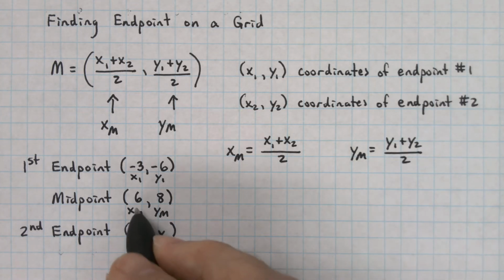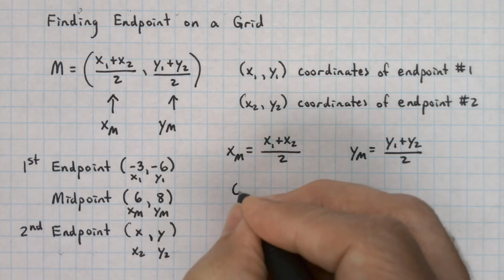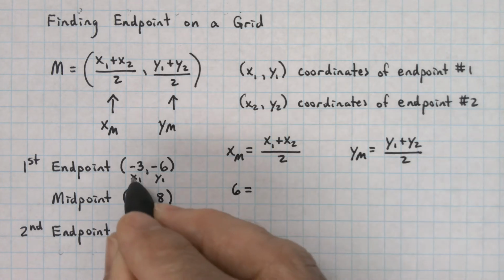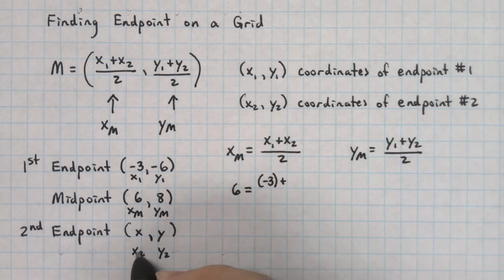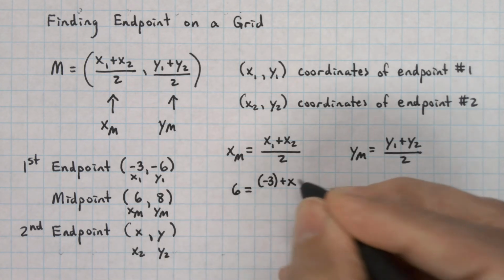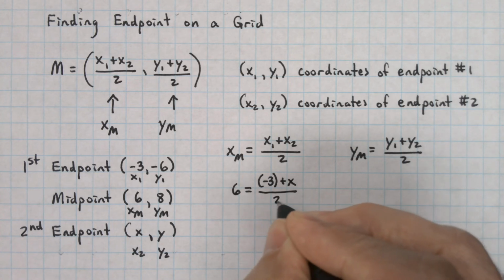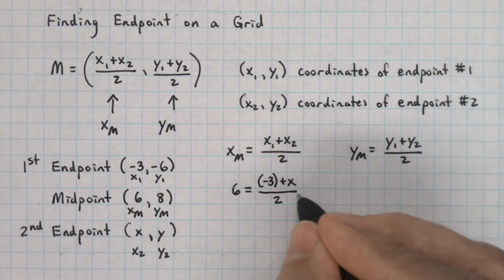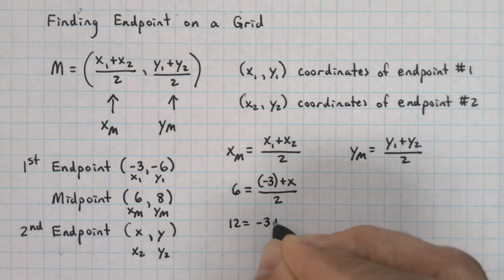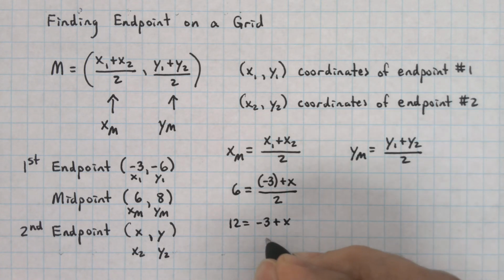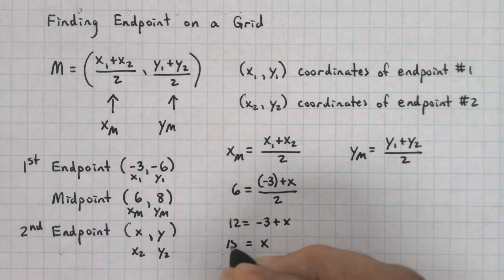And in this case, I know the x-coordinate of the midpoint, it's 6. I know x1, -3. I don't know x2, I'm just going to leave an x in its place, divided by 2. If I multiply both sides by 2, I get 12 is equal to -3 plus x. Add 3 to both sides, x is 15.